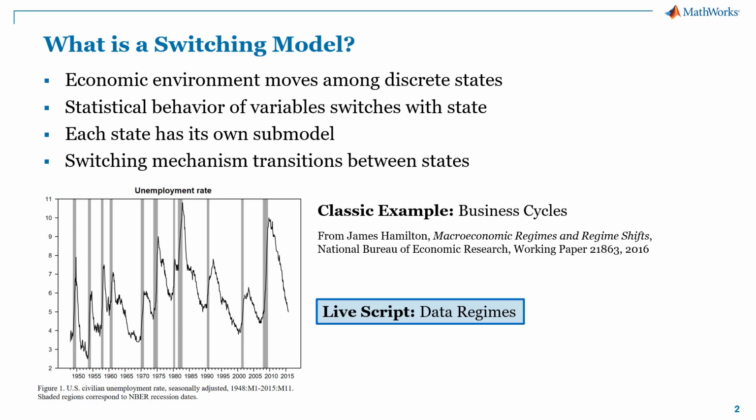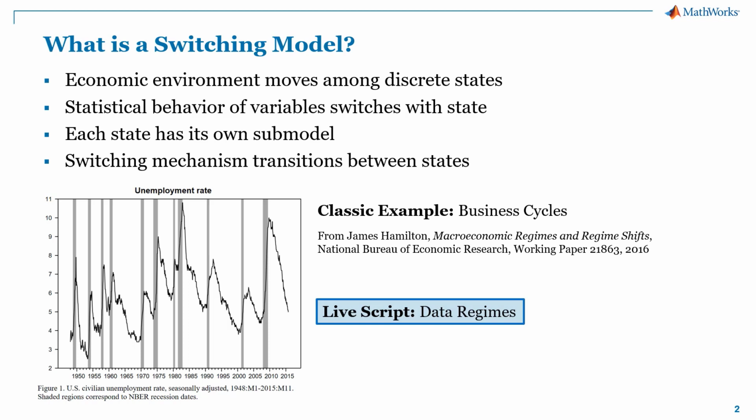So to build a switching model, the first thing you're going to do is build a submodel for each of the individual states with a good statistical description of the data in that state. Then you're going to assemble all of the submodels together into a vector of submodels to describe the entirety of the data. And finally, you're going to add a switching mechanism that tells the model how to transition from one state to the next. In this case, the switching mechanism will be a Markov chain.